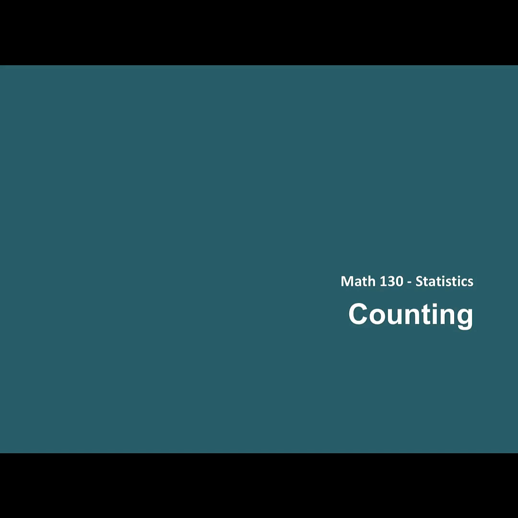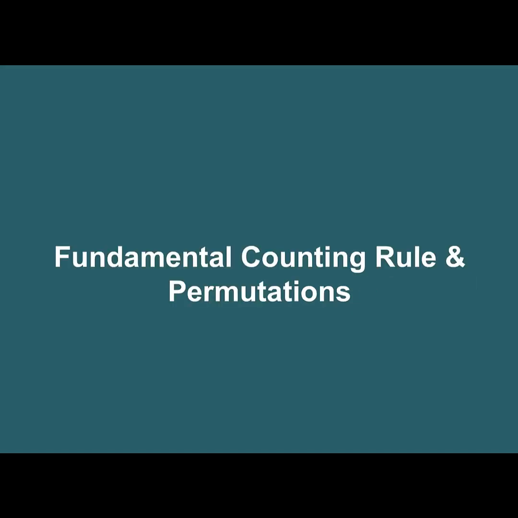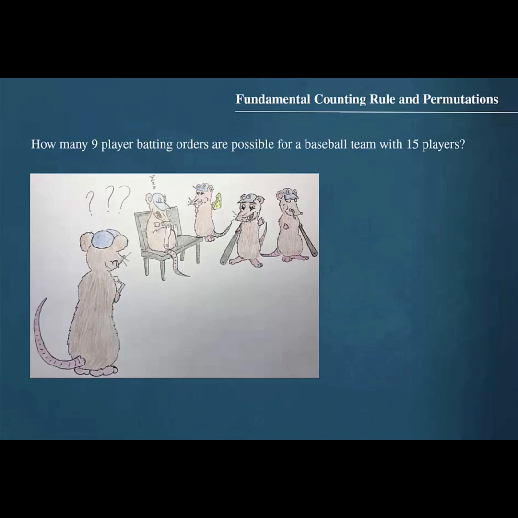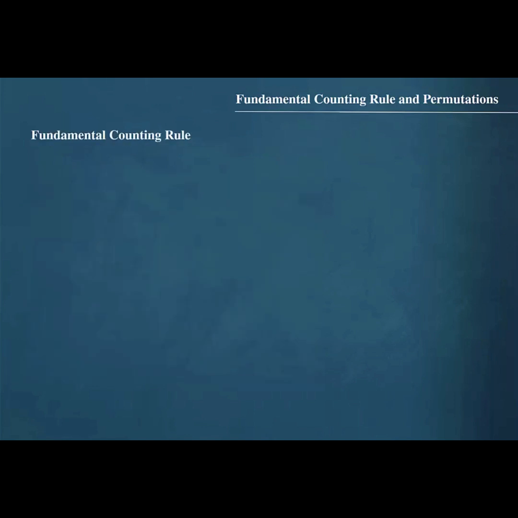Counting. The fundamental counting rule and permutations. How many 9-player batting orders are possible for a baseball team with 15 players?